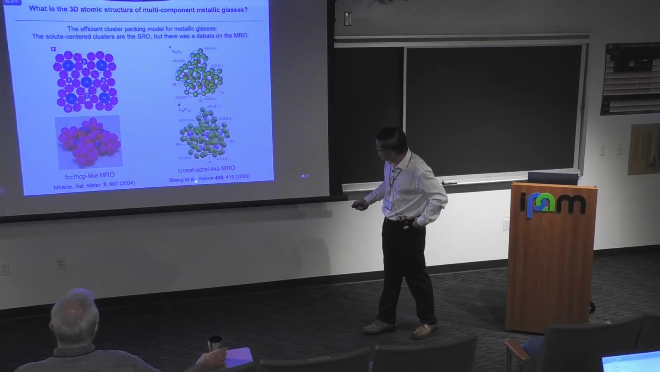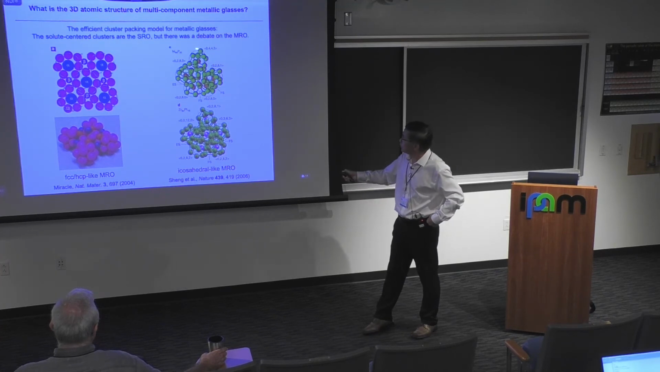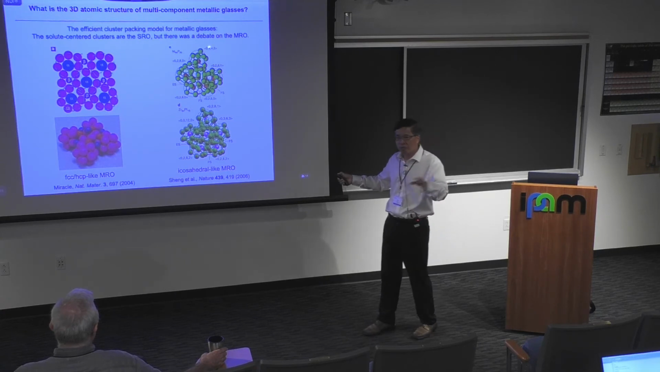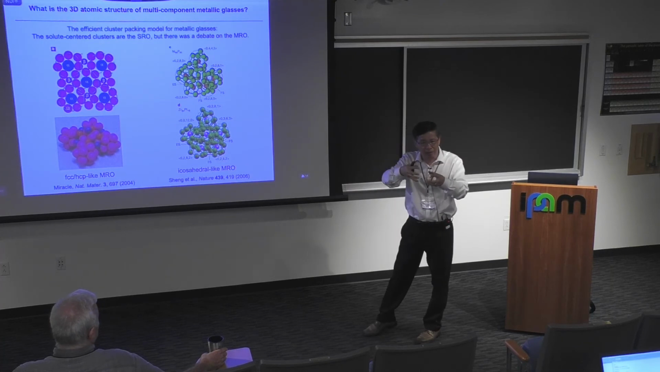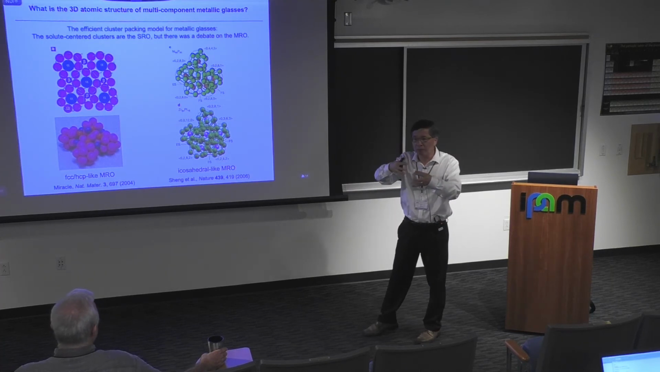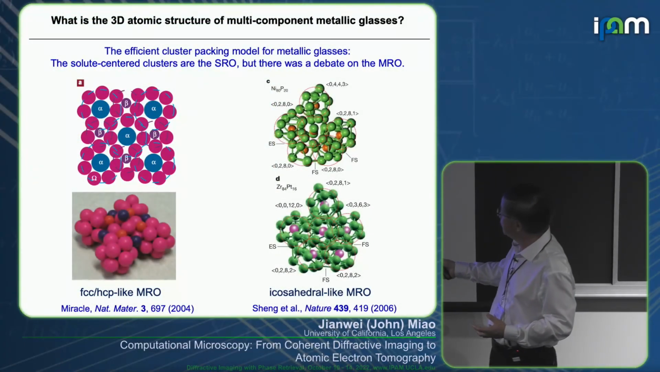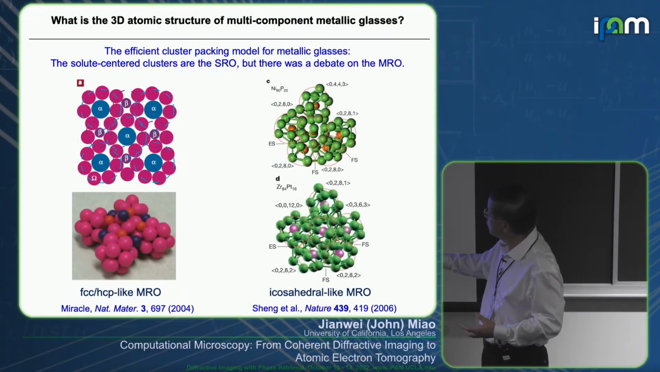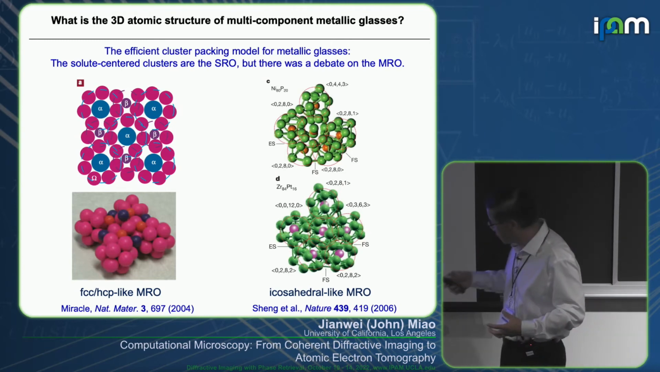And there's another model by Shen et al. They form icosahedral-like MRO. Each atomic short range order is basically understood using the pair distribution function. But how atomic clusters, an atom and its neighboring atoms, pack together to form medium range order is debated. So these claim they form icosahedron-like MRO, where each cluster forms an icosahedron, versus here, FCC and HCP.